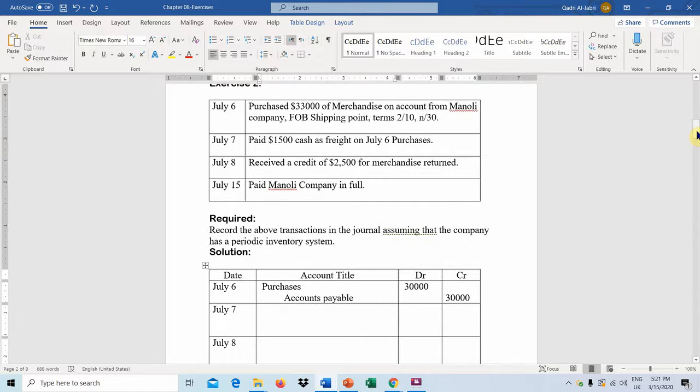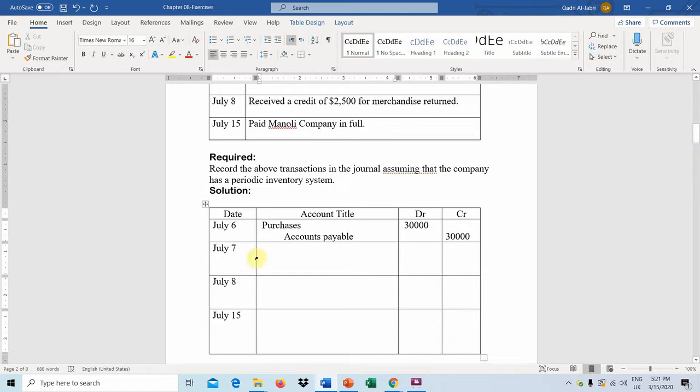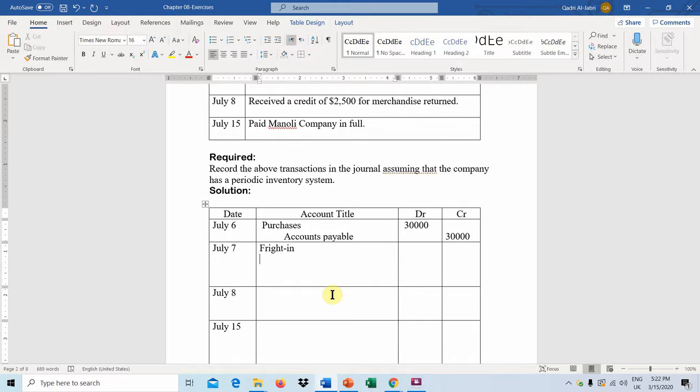Now the second one is July 7. July 7, paid $1,500 cash as freight on July 6 purchases. So this is, we will call it freight in, and we will credit cash.